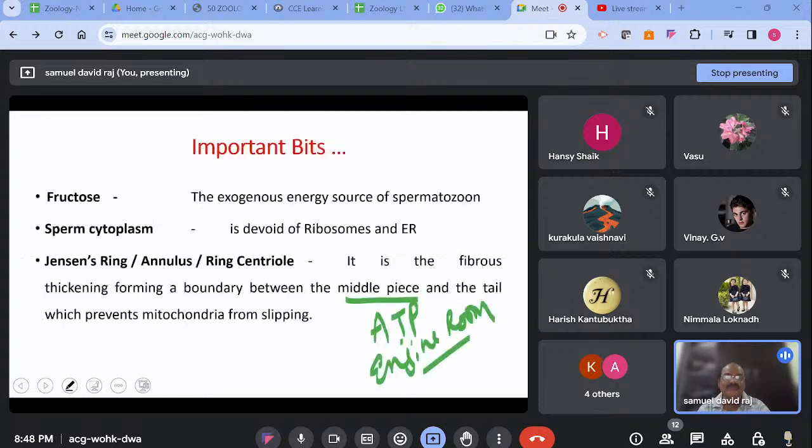spermatogenesis. Any doubts, please ask me. Otherwise, we'll move to the next topic, that is oogenesis. Shall I continue? It's already 8:50. Or we'll continue tomorrow morning.